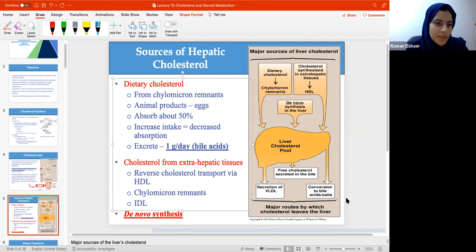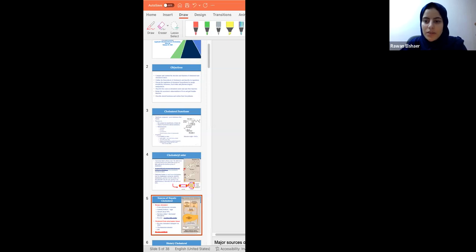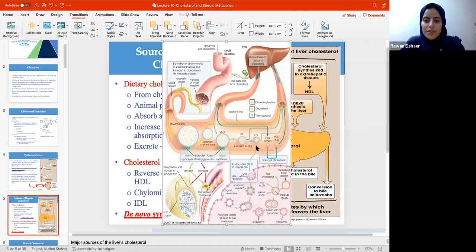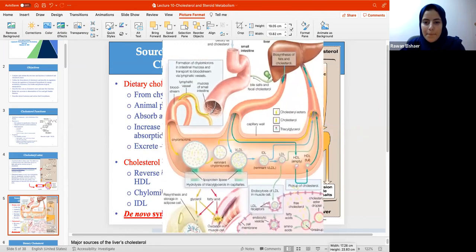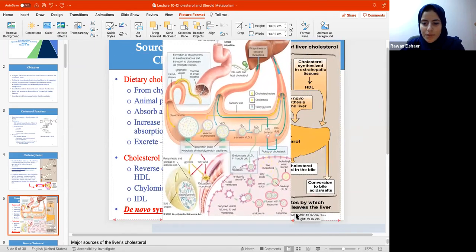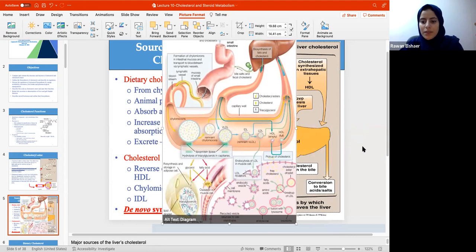Can you please explain what exactly is a chylomicron? Okay, the best way to explain this is to add this picture. I didn't add it at first because it was a bit small. Okay, one sec, let me do this. I'll do it full screen.